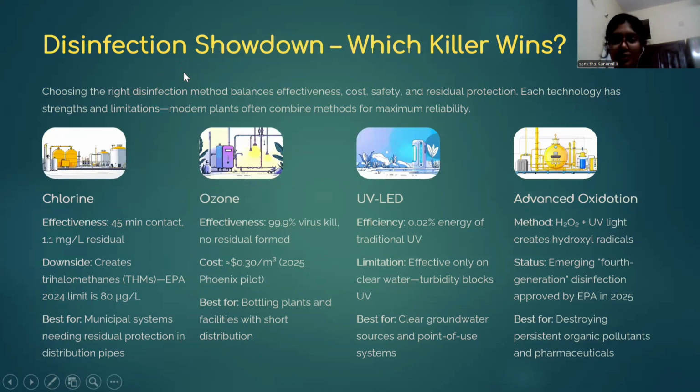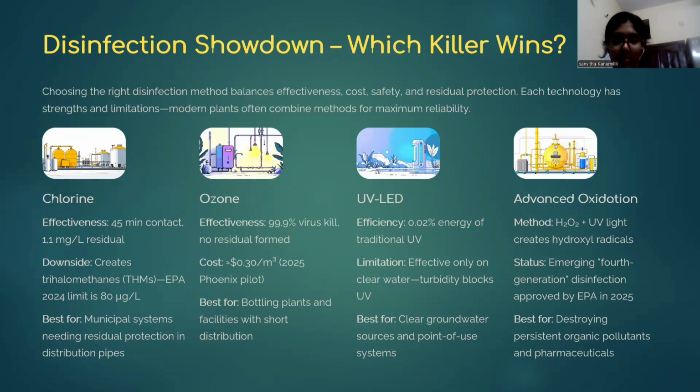And coming to disinfection, which is a showdown: which killer wins? So choosing the right disinfection method balances effectiveness, cost, safety, and residual protection. Each technology has strengths and limitations. So modern plants often combine methods for maximum reliability.